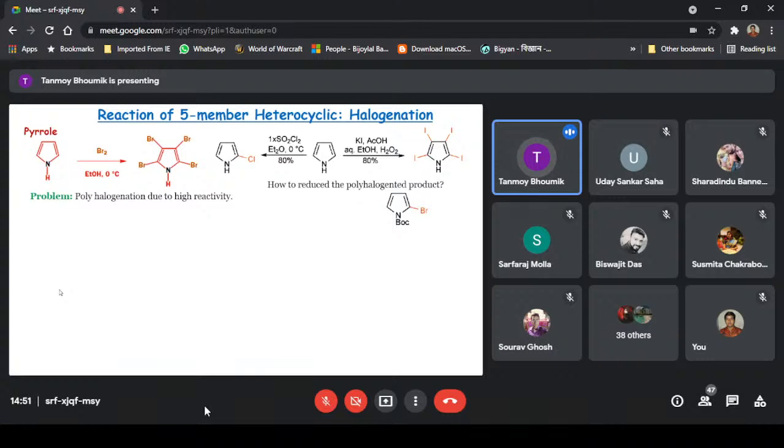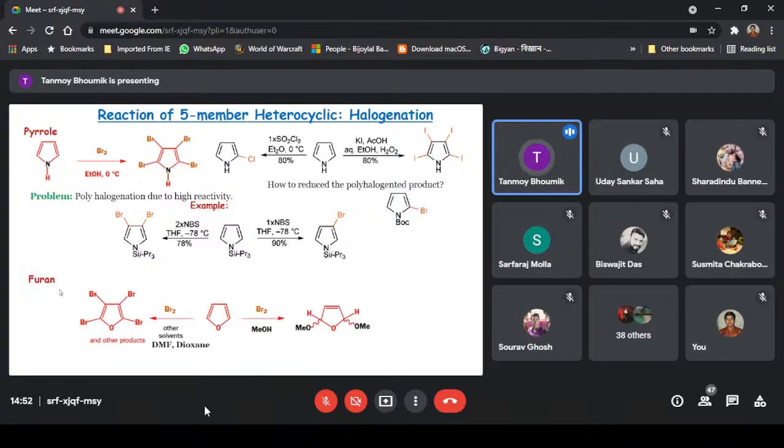Then the product formation decreases, and we are not getting the polyhalogenated product. So to avoid this polyhalogenated product, first of all we can substitute the N-silyl compound, substituted with any kind of electron withdrawing group at the nitrogen position. With NBS, it can obtain one bromine, and whenever two bromines are obtained, that is the two bromines at the 3 and 4 positions.